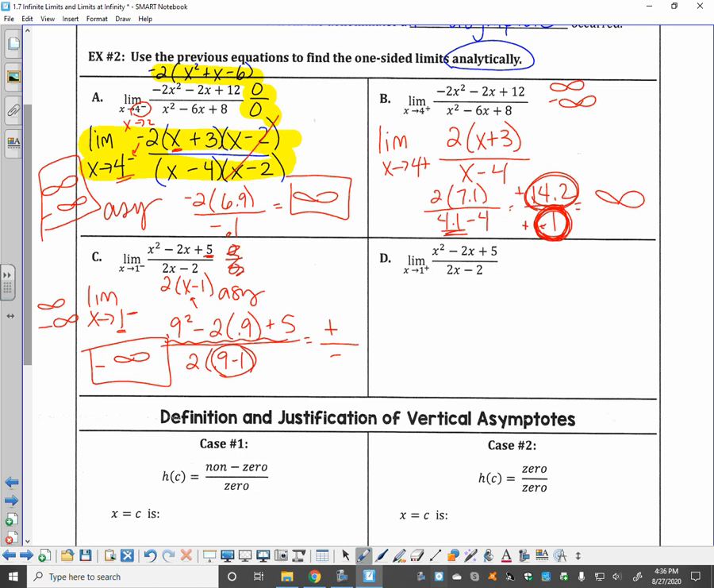Okay, same thing on D, same function. I know I have an asymptote at 1, so my answer will be one of those two. I'm headed to 1 from the right, so let me plug in a 1.1.